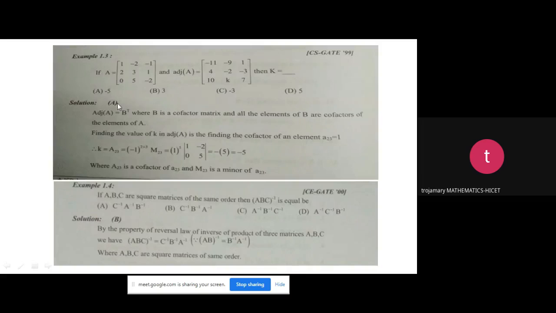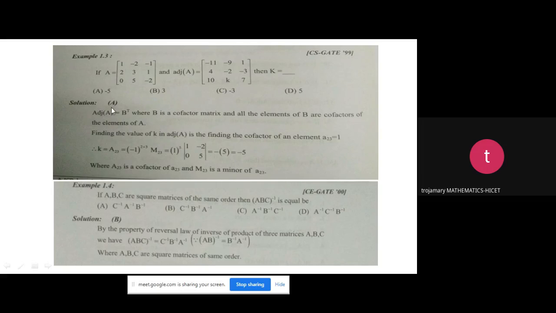Next, if A equals this matrix and adjoint A is given, where there is some constant K, they ask us to find K. The options are given. How can we find it from the given matrix A and its adjoint? We know the property: adjoint A equals B transpose, where B is the cofactor matrix and all the elements of B are cofactors of elements of A.